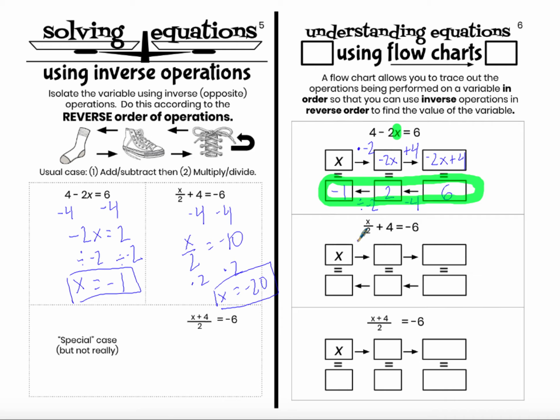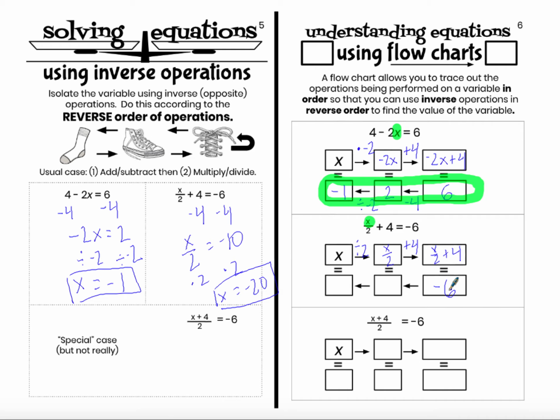In the top equation, the first thing that's being done to x, focusing on that x, always starting with x, is that I divide by 2, and that gives me x divided by 2. The second thing being done to x is I add 4. That gives me x divided by 2 plus 4. And then I get to my equal sign, so I'm done. X divided by 2 plus 4 equals -6.